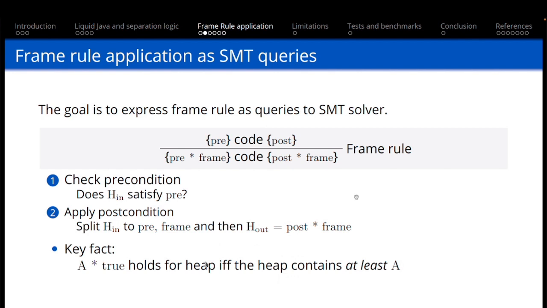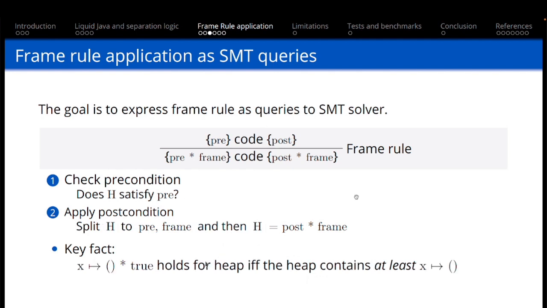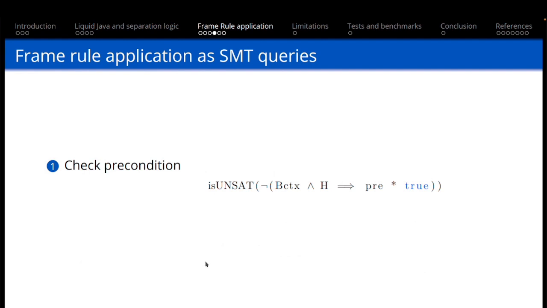Okay, so the check of the precondition is relatively simple. We are sending the negation to an SMT solver, because an SMT solver checks for satisfiability. The query that we want to check is whether it holds for every variable. So we are joining the Boolean context with the heap to obtain the full context, and then we are checking if our full context implies the precondition and maybe something else.